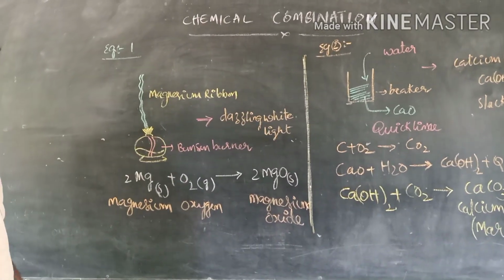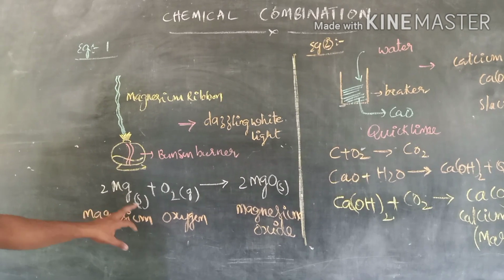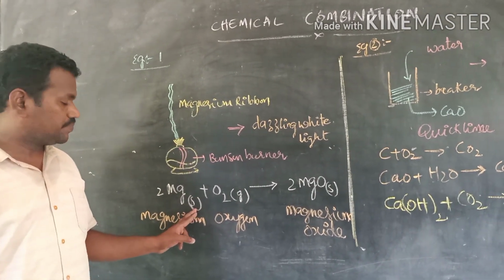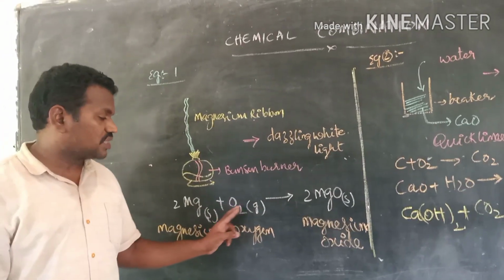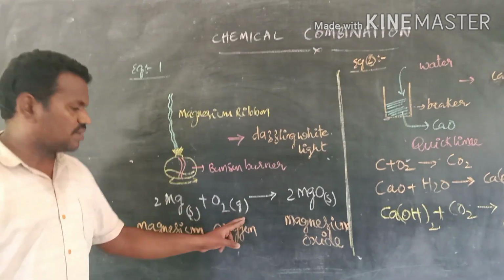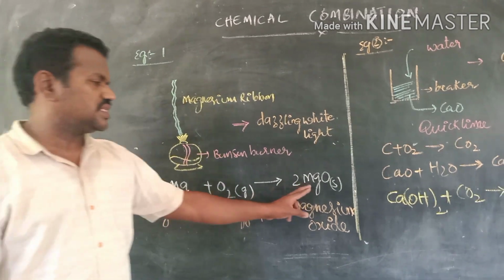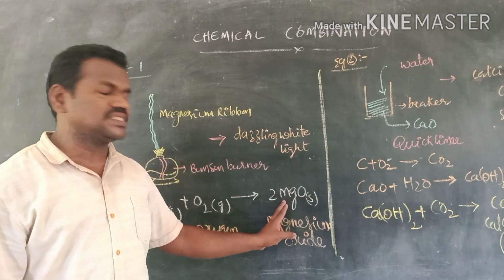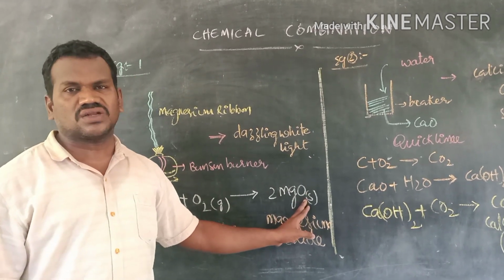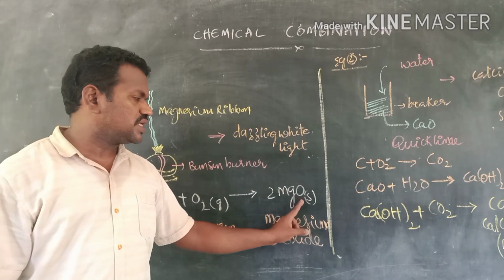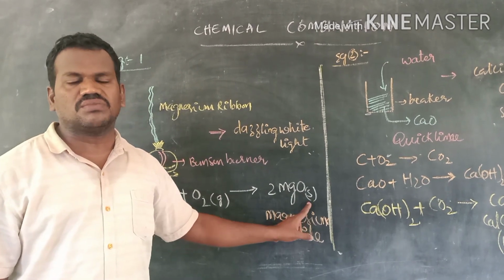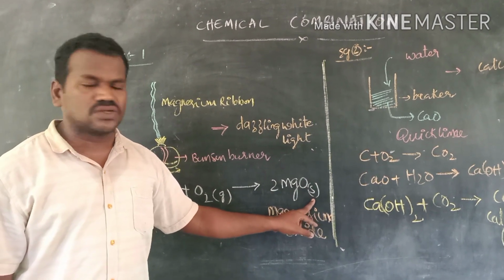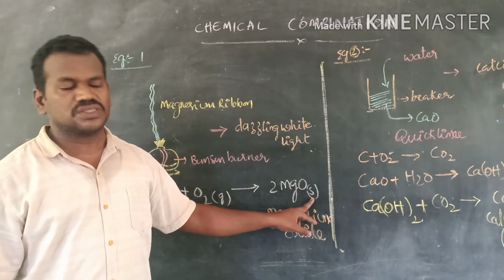In example 1, we take magnesium, which is in the form of a solid. This means the physical state of magnesium is solid and the state of oxygen is gas. Both of them react. Then what happens? It forms magnesium oxide. You already know the crisscross method. Magnesium is a metal, whereas oxygen is a non-metal. So the compound formed between a metal and a non-metal is an ionic compound. What is the state of this ionic compound? Here I wrote S. S stands for solid.